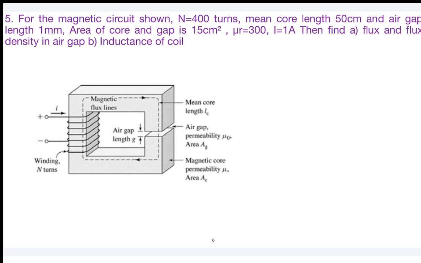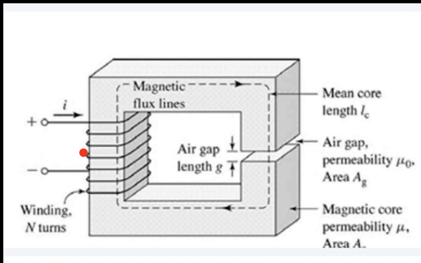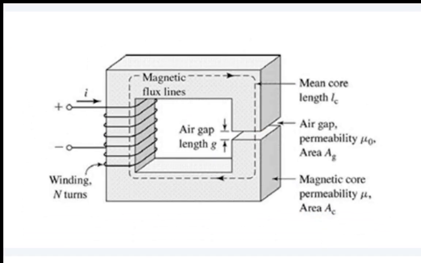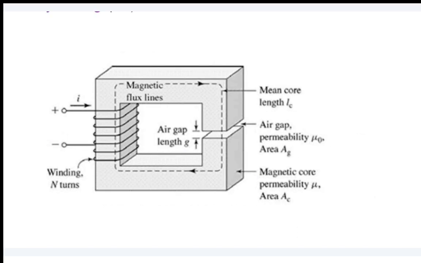So first of all, can you answer me, what is the flux passing through the air gap? Is it the same as the flux passing through the core or is it different? Same, sir. Good, because whatever flux is generated here, we have assumed that if there are no fringing effects, the flux will be uniformly flowing through both the core as well as the air gap, right?